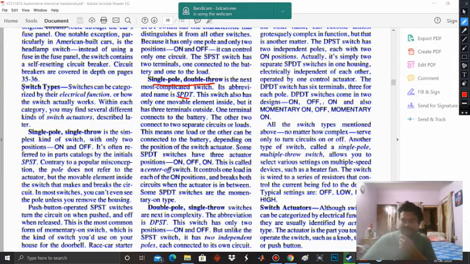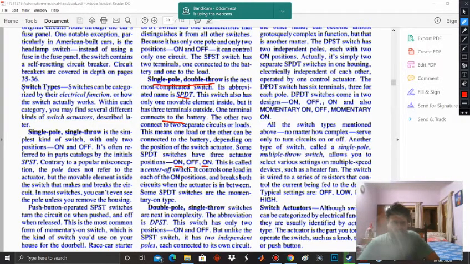The switch has only one movable element inside it, but it has three terminals outside. One terminal is connected to the battery, and the other two connect to two separate circuits or loads. This means one load or the other can be connected to the battery depending on the position of the switch actuator. Some SPDT switches have three actuator positions: on, off and on.